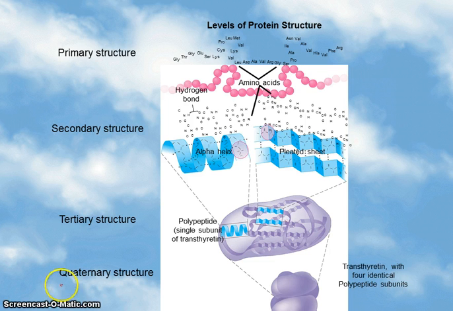Now, the last structure that we have for a protein is what we call the quaternary structure. And when we look at this, it's basically going to be formed from the association of two or more polypeptide chains. So proteins are made by four structural processes. First, the primary structure, then the secondary structure, then the tertiary structure, and then the quaternary structure.